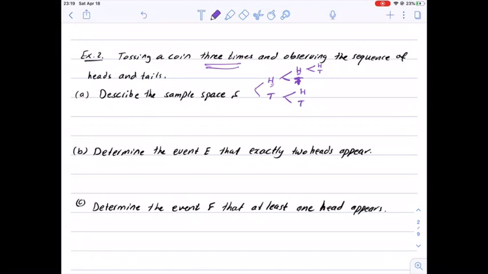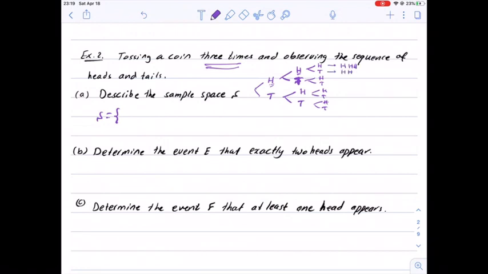And if the first one and the second one are heads, the third one can be head or tail. If we have head, tail, then the third one can be head or tail, and so on. So we can find all possible outcomes. So we have sequences here of outcomes.